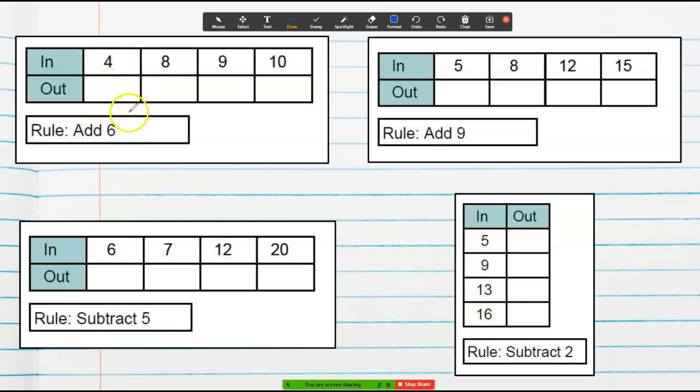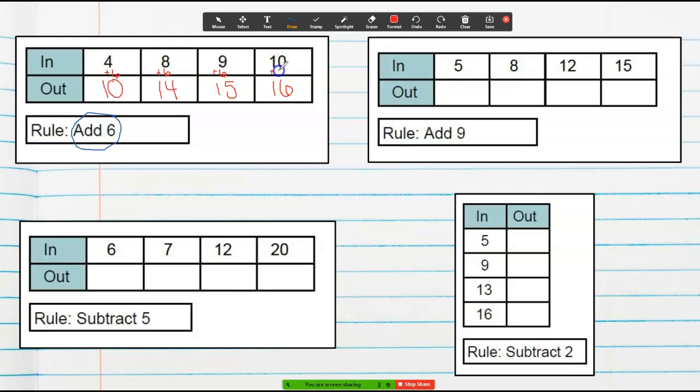So we have the number 4, and we always circle that rule. Our rule is add 6. So we're going to be adding 6. We have 4, 5, 6, 7, 8, 9, 10. 8, 9, 10, 11, 12, 13, 14. So all I'm doing is adding 6 each time. 9 plus 6, 10, 11, 12, 13, 14, 15. 10 plus 6 is 16. So all I did there was add 6, and that became the rule.